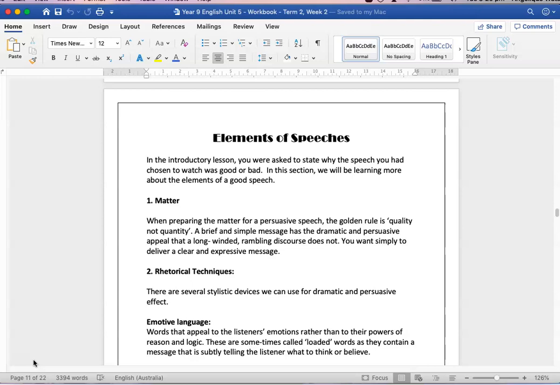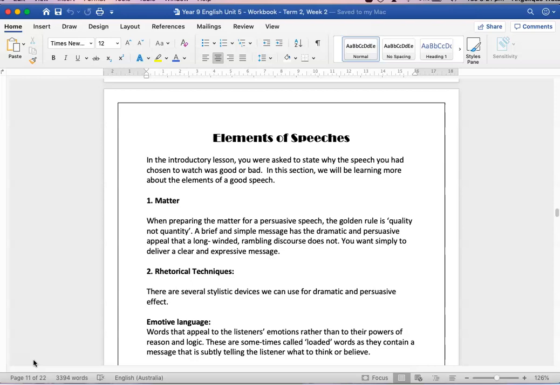Okay, so today we're going to be talking about elements of speeches. And in the introductory section, you were asked to state why a speech you had chosen to watch was good or bad. So remember, I asked you to have a look at the greatest speeches of all time, list 5 of them, watch one of them, and then explain why you thought that the speech was good or bad. So in that section, you would have naturally identified some of the elements that we're going to be talking about. But in this section, we'll be learning more about the elements of a good speech.